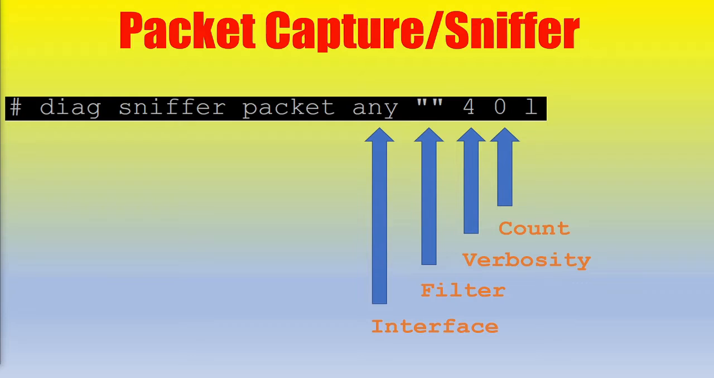Then we have our count. If we specify 0, then output that matches the filter will continue to show on the screen until we type in Control-C on our machine. If we put in any other number, let's say number 10 instead of 0, then 10 packets that match that filter need to be matched, and at that point the packet capture output stops. And then lastly here, this is an L for Lima. It's just going to be displaying the timestamp along with our packet capture.